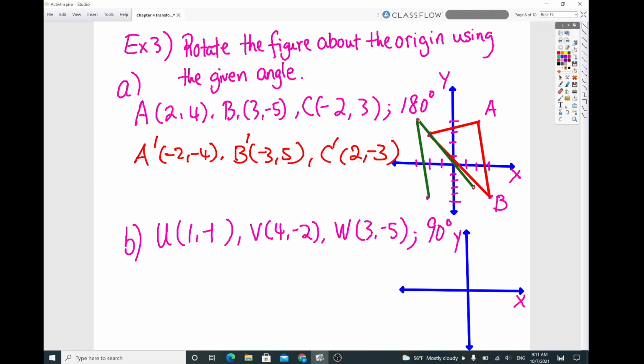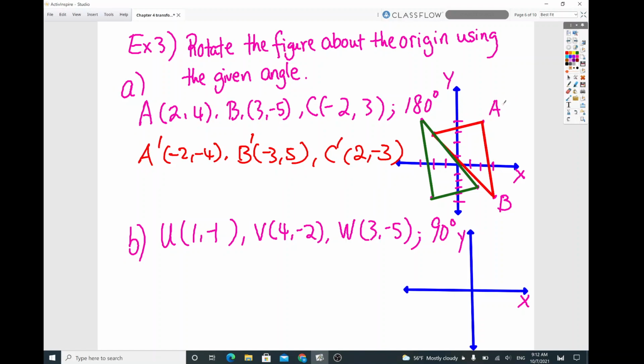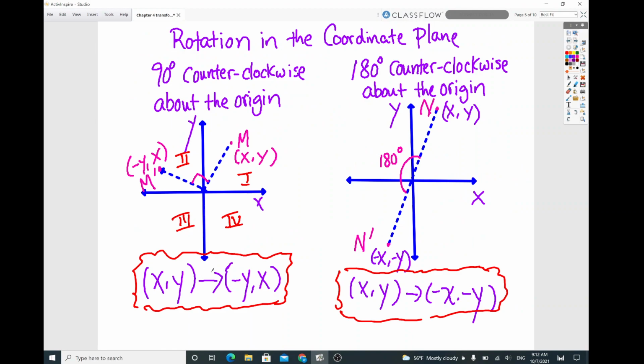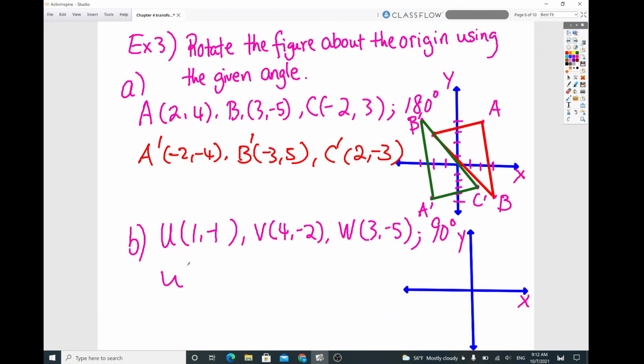And as you can see, this one is showing that it's a rotation. Okay, so again, label the points: A prime, B prime, C prime. So for 90 degrees, the formula is (x, y) maps to (-y, x). So U prime, so (-y, x).